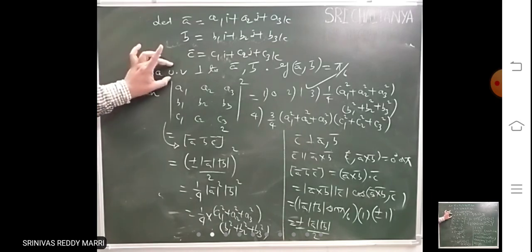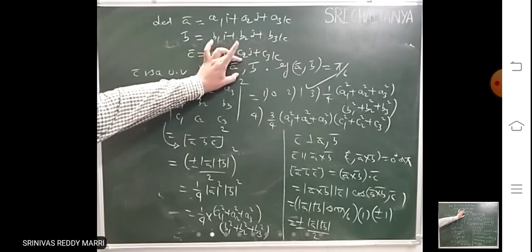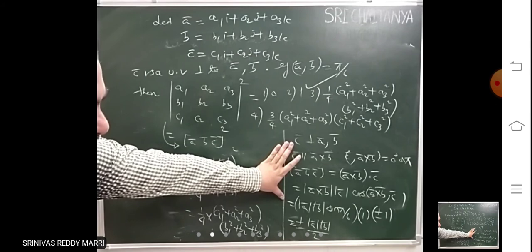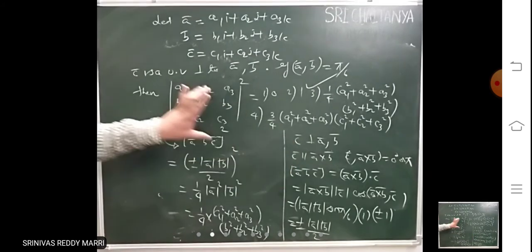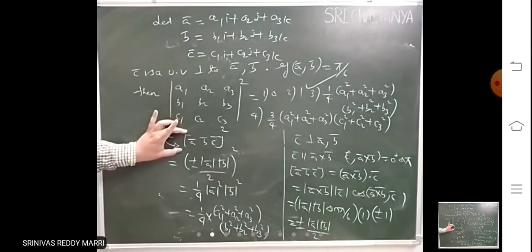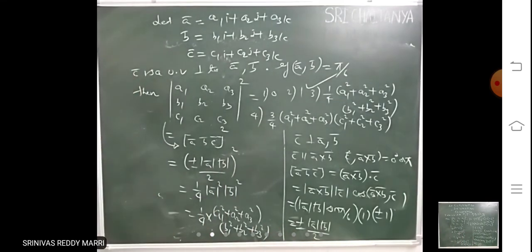Whenever a vector is perpendicular to two vectors, the first step is to calculate box ABC, and then whatever he is asking is this whole square. If you know this, you can calculate easily.